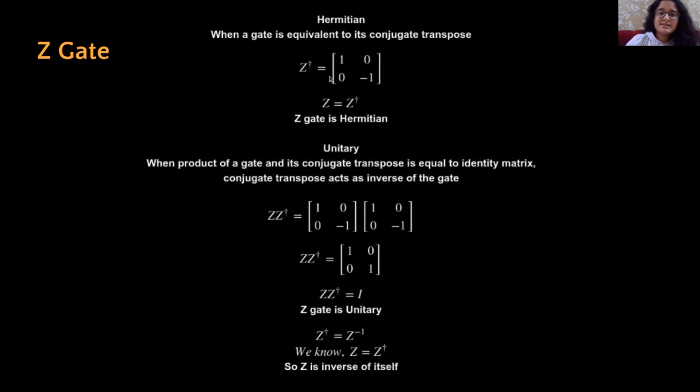Just like the X gate, the Z gate is also Hermitian and unitary, which means that if we take the conjugate transpose of our Z gate, we again get our Z gate back. Therefore, it's Hermitian. And when we multiply these two together, we get the identity matrix. Therefore, it is unitary. And because Z dagger multiplied with Z gives us the identity matrix, Z dagger should be Z inverse as well. And because the Z gate is Hermitian, we know that Z is equal to Z dagger. So essentially Z is the inverse of itself. So if we apply the Z gate twice in a row, there will be no effect at all.